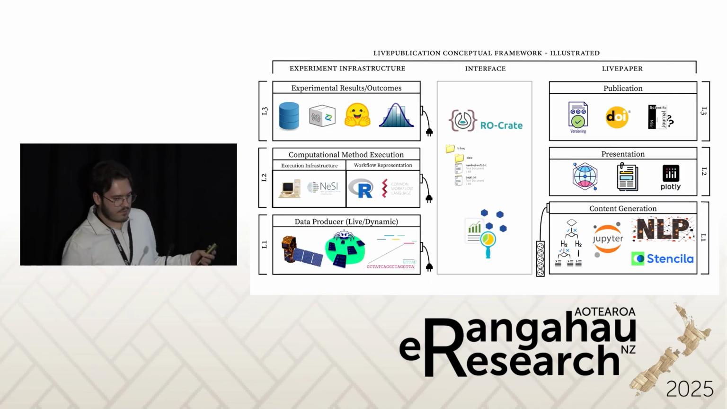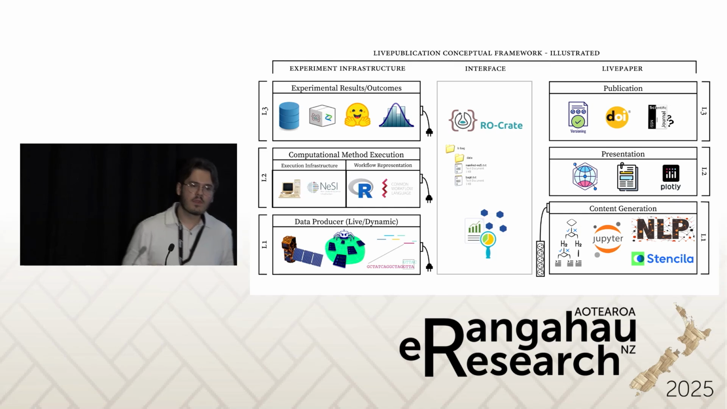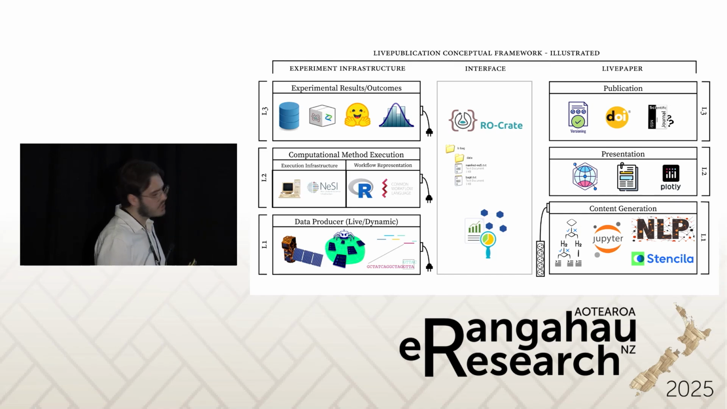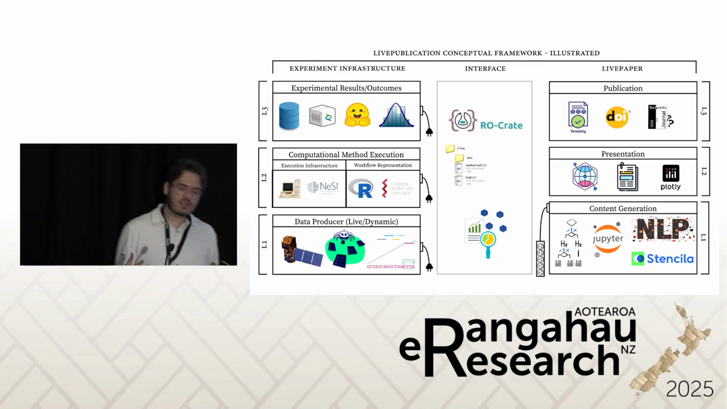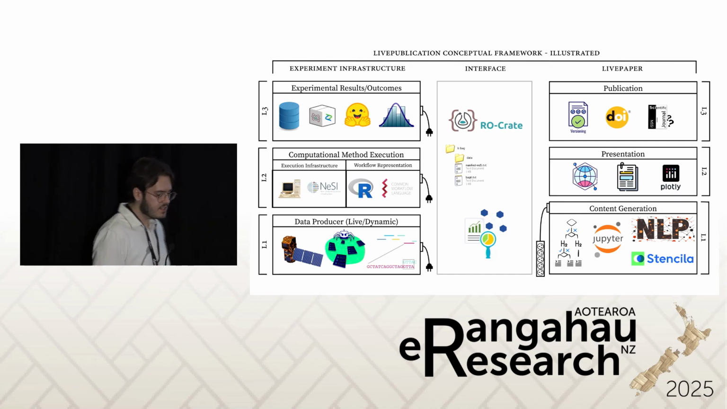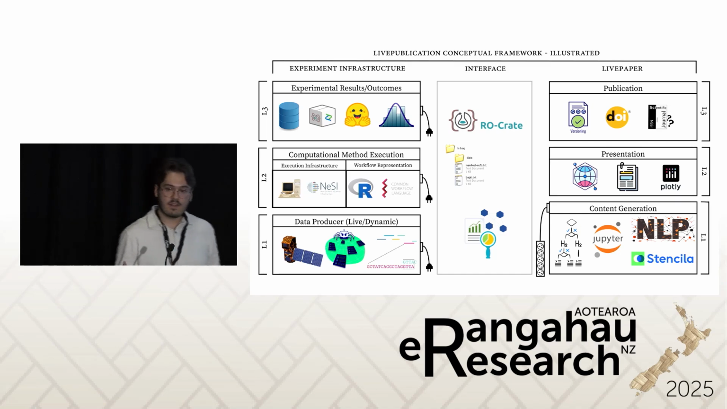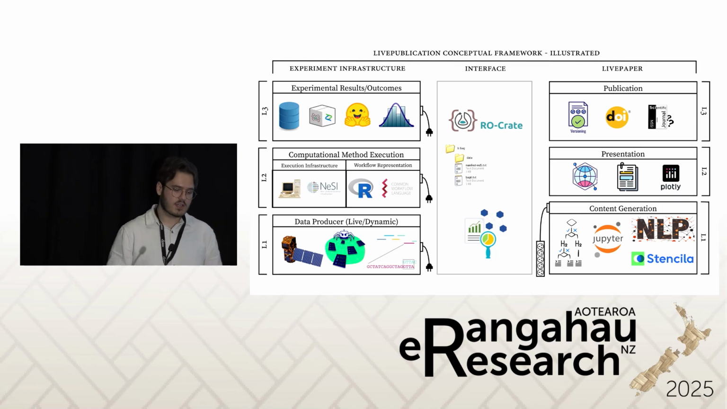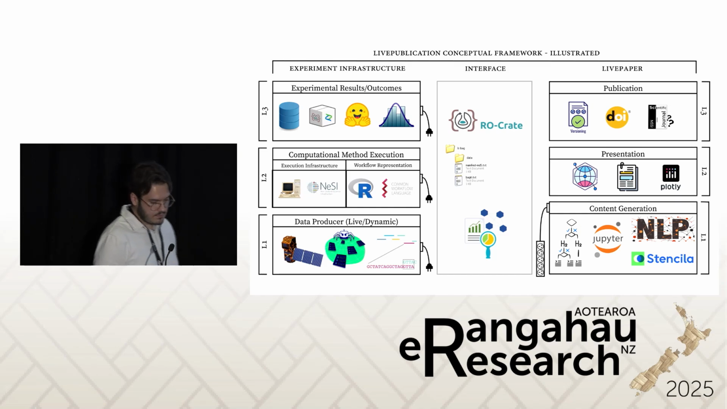Here is a simplified figure of the LivePublication framework. You can think of it as two separate processes with integrations between them. The first on the left, the experiment infrastructure, is a vertical slice of the eResearch process. Layer 1, the data producer, represents some data source, ideally one that's producing data frequently. Layer 2, computational method execution, represents our workflow management system, where we have a workflow running with some infrastructure. And layer 3, where we store the results of the experiment.